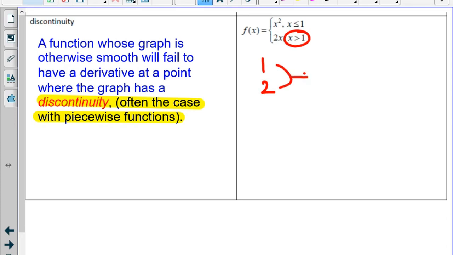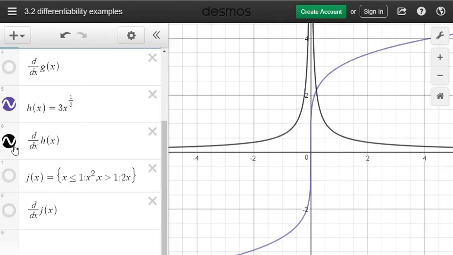Since these two things are not equal, it can't possibly work out, even if the derivatives are the same. And so that's kind of an important thing to make sure that we're aware of.